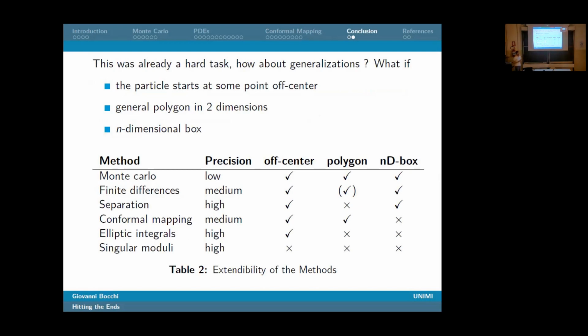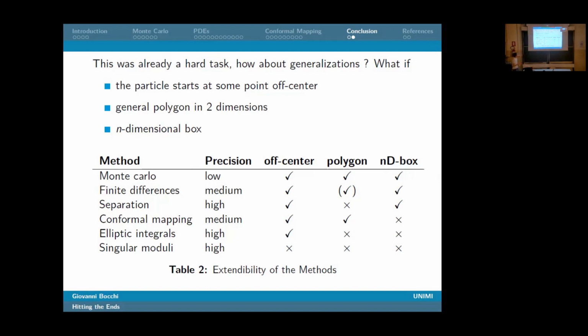it should be also interesting to ask about the generalizations of this problem. In particular, what if the particle starts at some point that is not the center? If we have a general polygon and not a rectangle, but still in 2 dimensions. Otherwise, if we go in n dimension, but we stick to the box, and so we have an n-dimensional box.